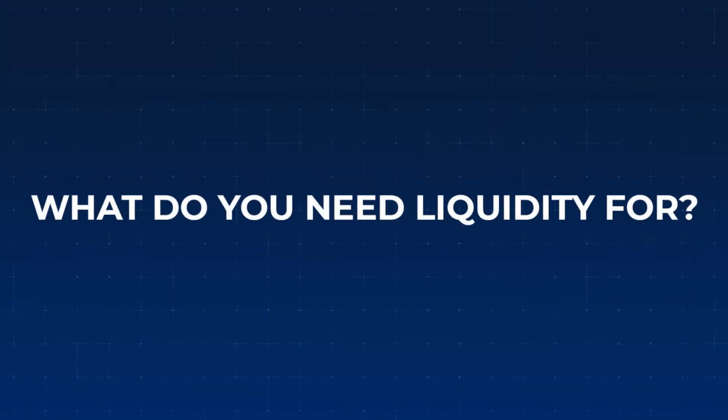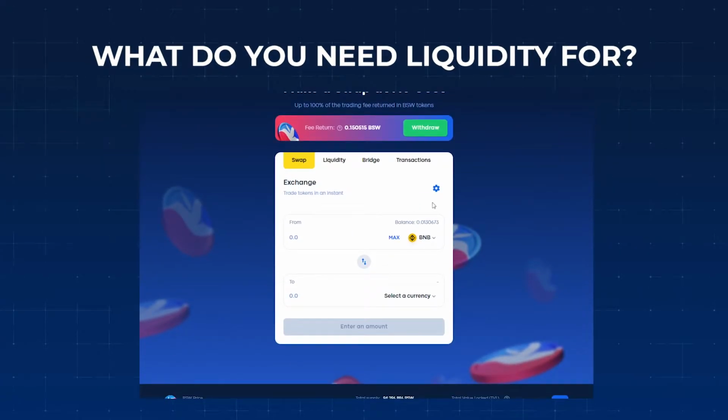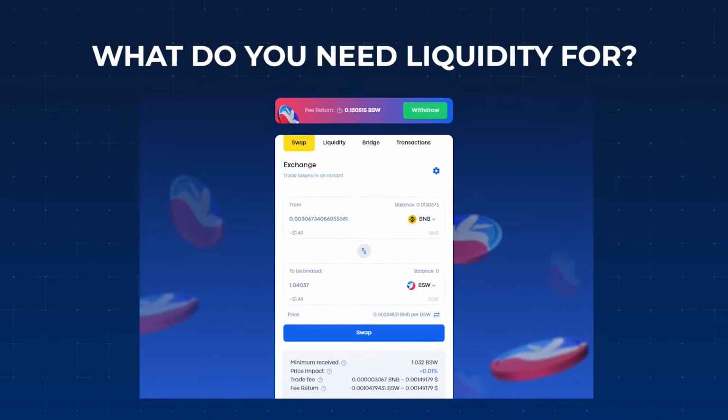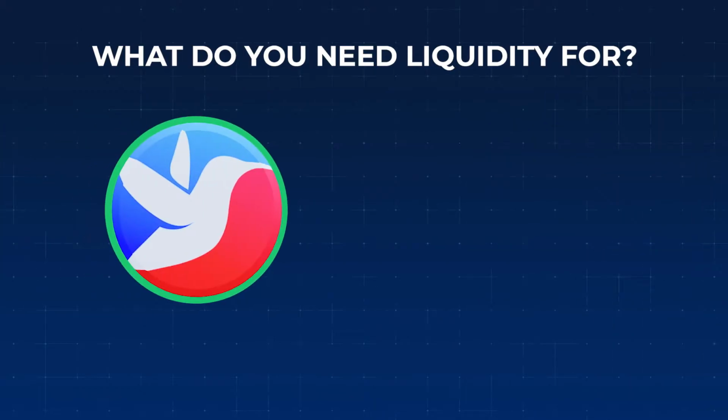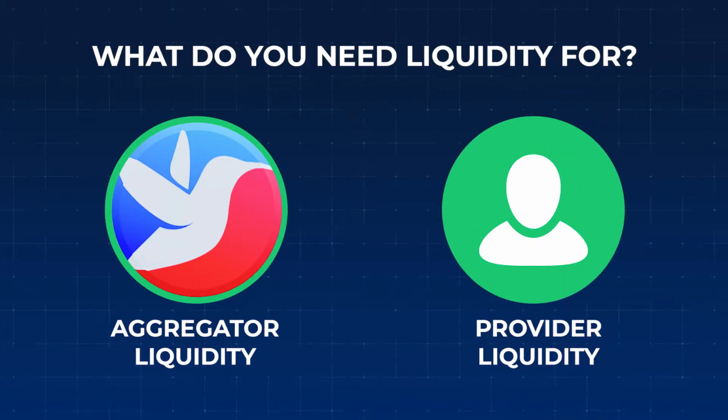First of all, I want to tell you what liquidity is for. Biswap is an exchange where each user can exchange one token for another. The exchange takes place with zero commissions and all commissions are returned back in BSW token. To exchange you need two tokens, the exchange of which is made by the user. Biswap is a liquidity aggregator and any user can become a liquidity provider.